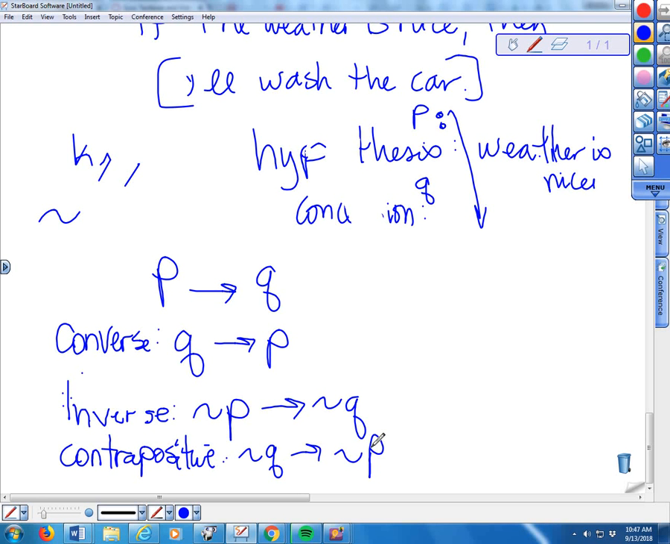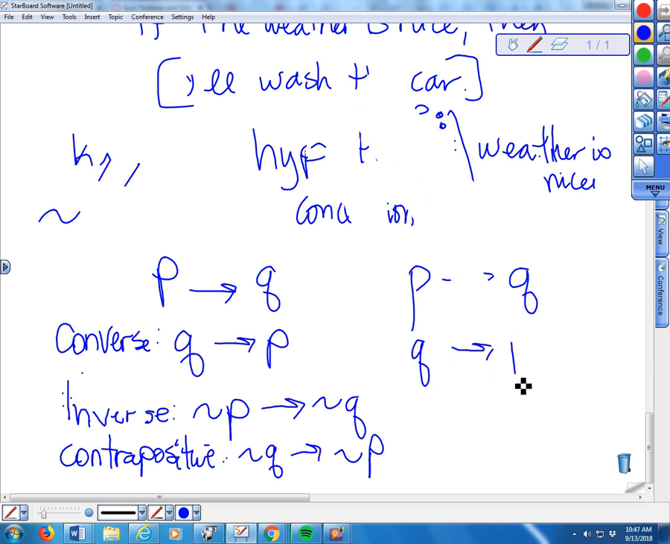Okay? The last piece of this section is something called a biconditional statement. And a biconditional statement says, if I'm given P then Q, Q then P is also true. That's a biconditional. And I write it this way with double arrows.